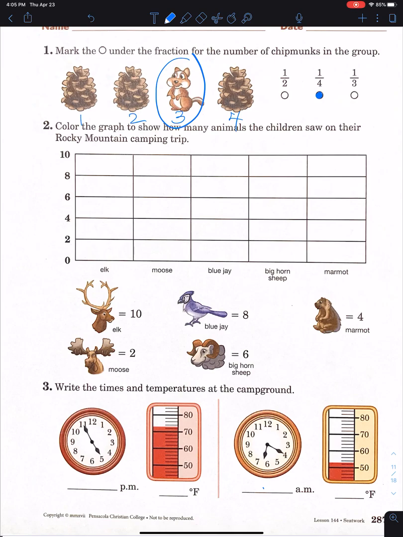I think I've seen a couple of them. I've never seen a real live bighorn sheep out in nature or a marmot, but I've seen an elk, and I guess I haven't seen a moose either.